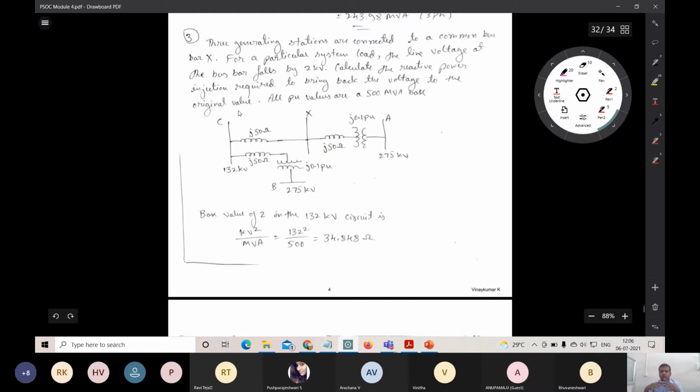So if you want to bring back the voltage, here what happens? It has fallen by 2 kV. So after falling by 2 kV, what would be the change in the reactive power? We have to inject the reactive power which is lost by the fall of 2 kV line voltage.